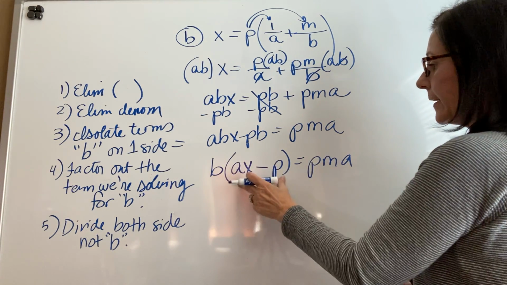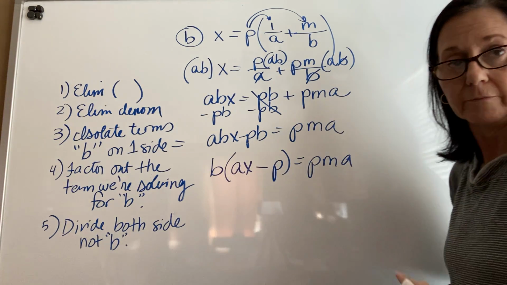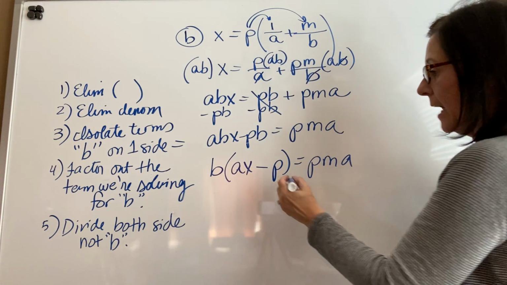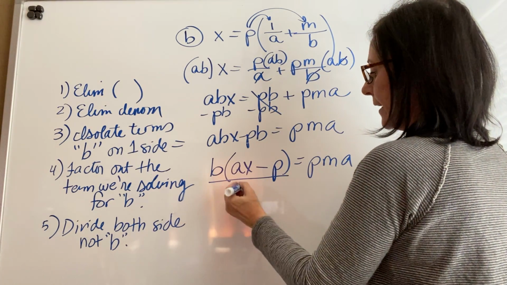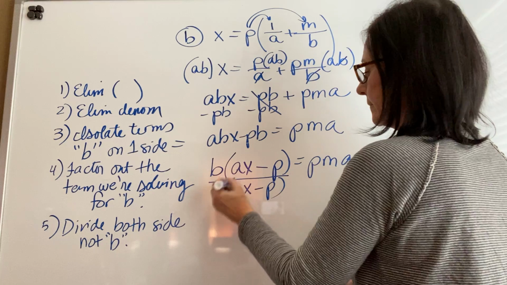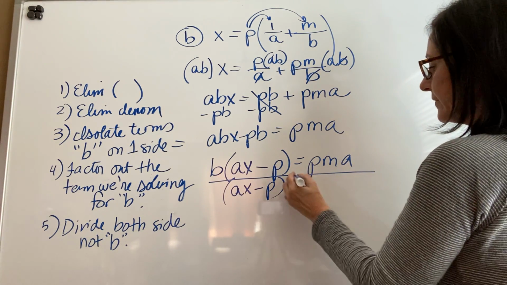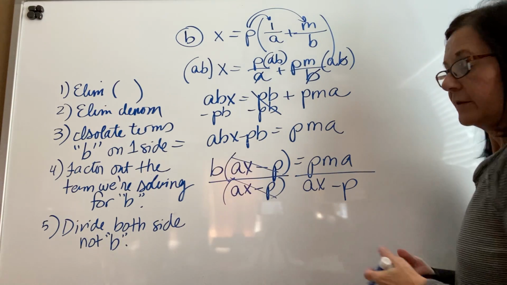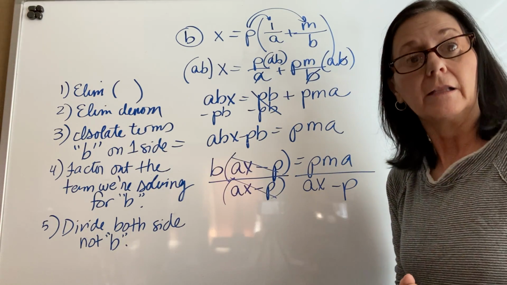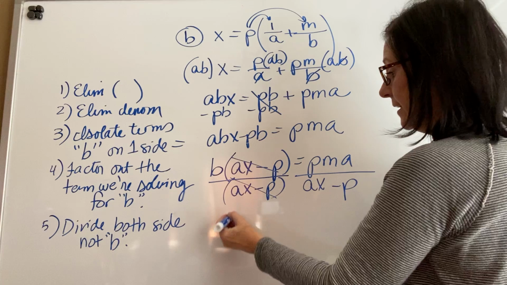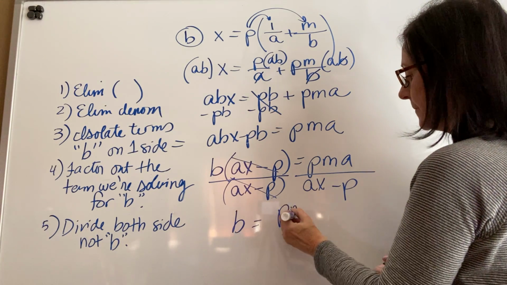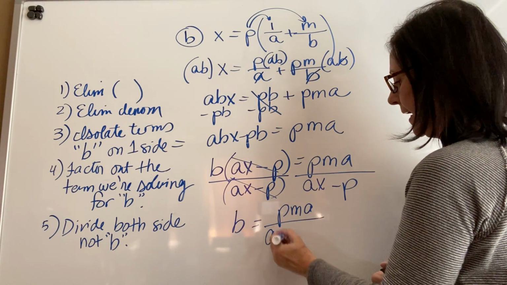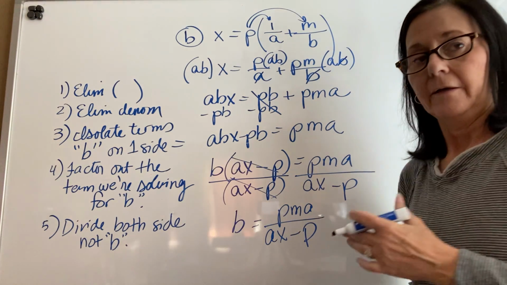Now, b times a binomial equals however many terms, right? Doesn't matter how many terms we have. I'm dividing by what's not b. Remember, I can only simplify terms that are multiplied. That's why these two eliminate, because b is multiplied by that. So what does b equal? It's PMA over AX minus P.